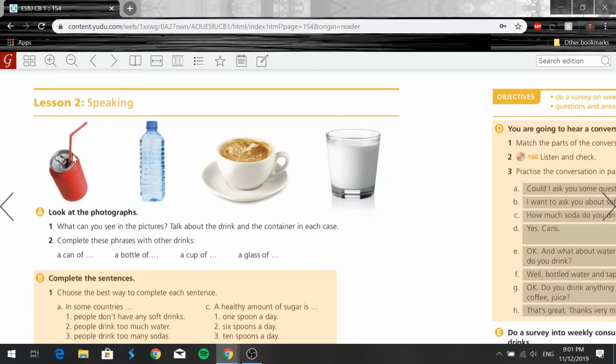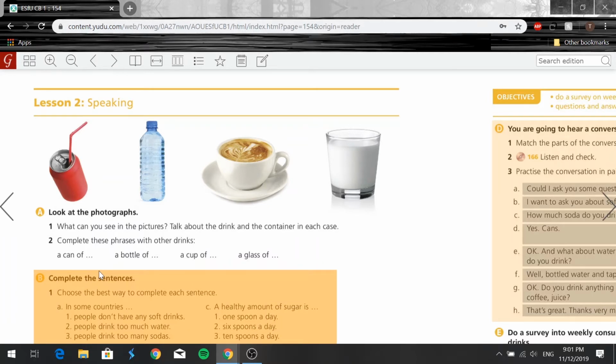So here we have, obviously, soda, so a can of soda. And then we have water, so a bottle of water, right? And then we have a cup of coffee and a glass of milk, okay? So the drink and the container. Now complete these phrases with other drinks.